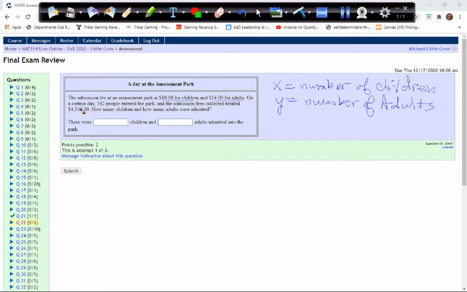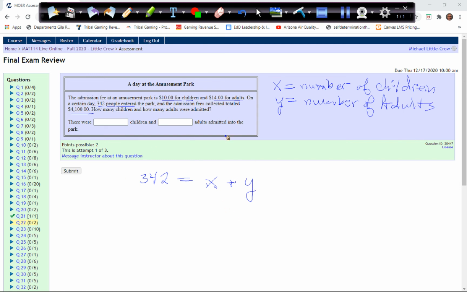Okay. On a certain day, 342 people entered the park, so that's the total amount, and they collected $4,100 in fees. So then from this, how can we do it? Well, we know the people that entered were either a child or they were adults. And where's the cutoff point? Well, different places have different rules, but whatever the rules are for how old a child is and when an adult is, that'll be set. But we know of the 342 people that came in, they were either children or adults. So if we add the children and adults together, we know the total is going to be 342.